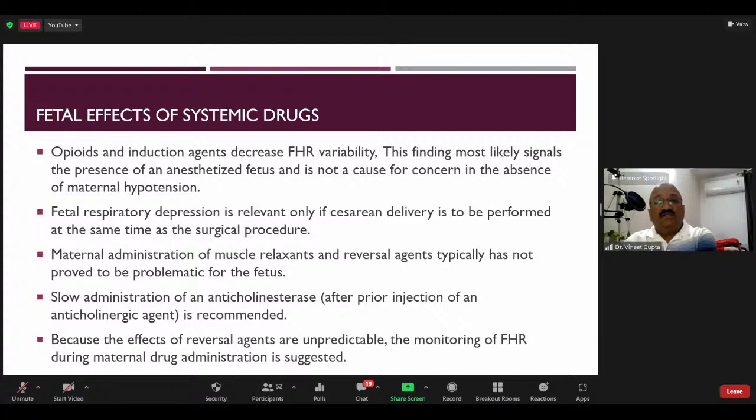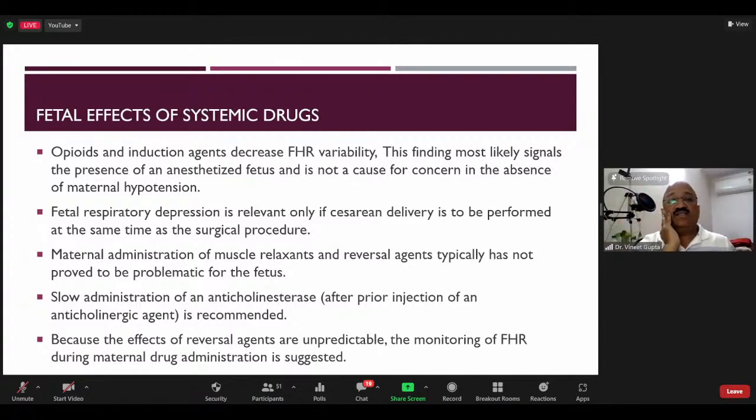Then the fetal effect of systemic drugs, opioids and induction agents, is decreased FHR variability. This finding most likely signals the presence of an anesthetized fetus and is not a cause of concern in the absence of maternal hypotension. If fetal heart rate variability is decreasing with the opioid and induction agent, it does not matter if the patient's maternal blood pressure is normal.